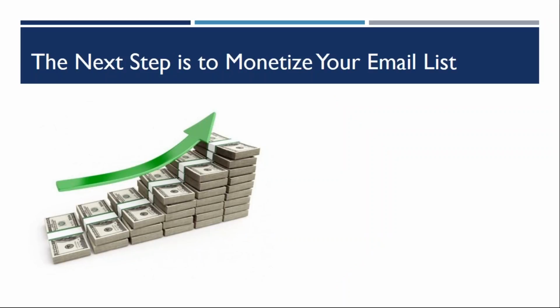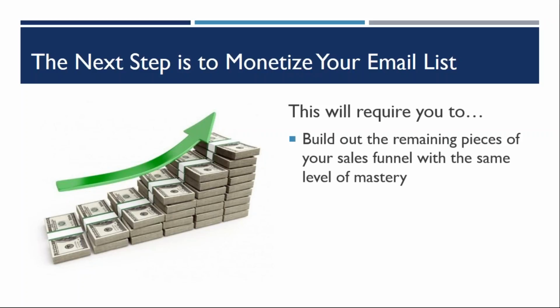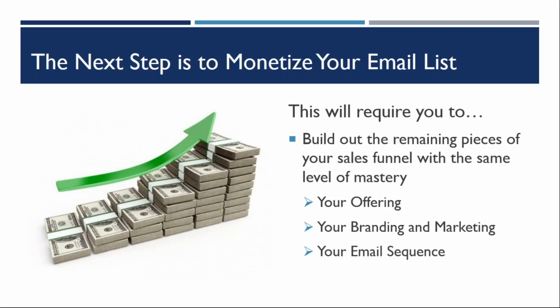So the next step in this process, now that we have learned how to do the lead page with the lead magnet, is to start monetizing that email list. And this will require you to build out the remaining pieces of your sales funnel with the same level of mastery that we're trying to accomplish in the lead magnet and lead page. And that's with your offering, your branding and marketing, your email sequence, and your purchase page. With those 4 things, we can make sure that we are getting everyone into your funnel and eventually becoming your client or customer.